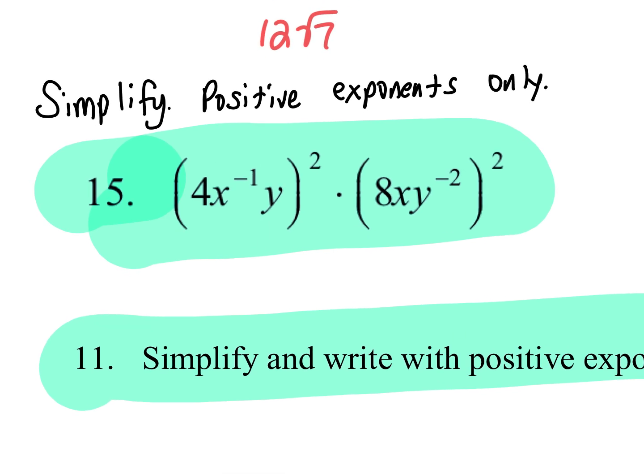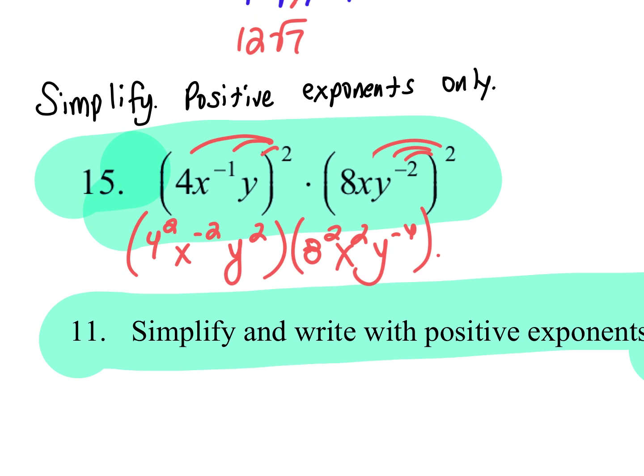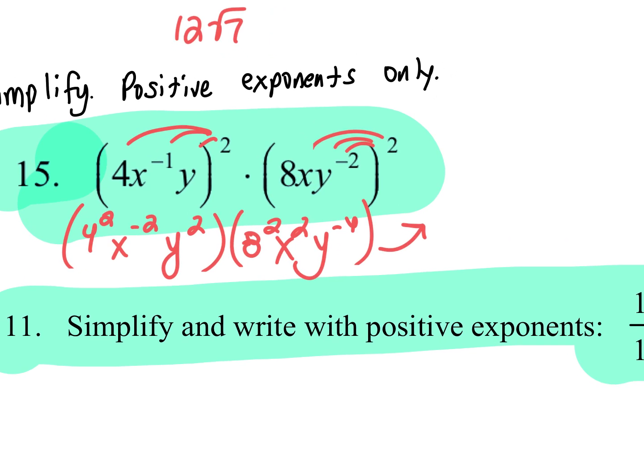So let's distribute first. I go here, here, and here. So this leaves me with 4 squared x to the negative 2, y squared, correct? Times 8 squared, x squared, y to the what? Negative 4th, okay? I'm going to transfer over here.